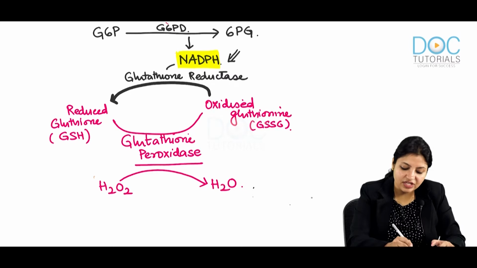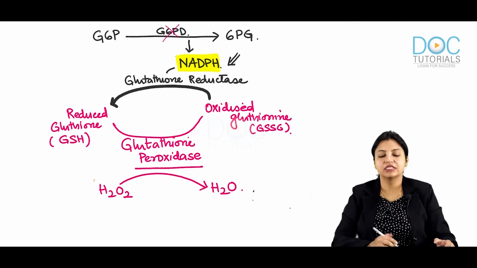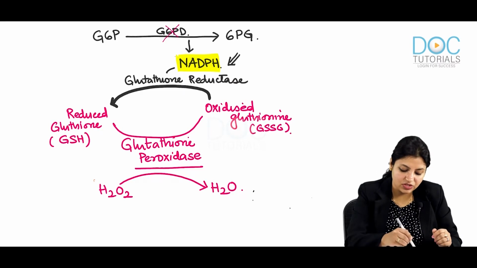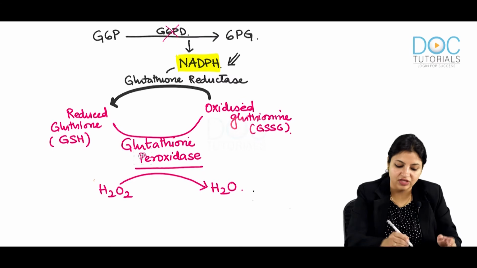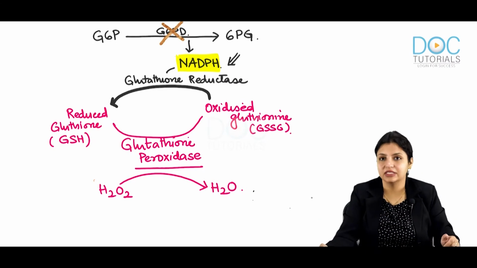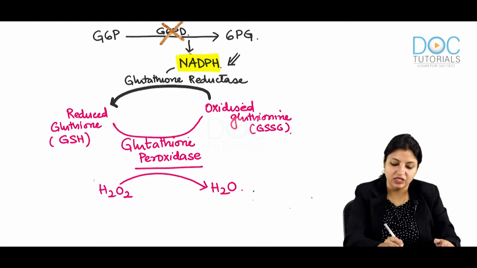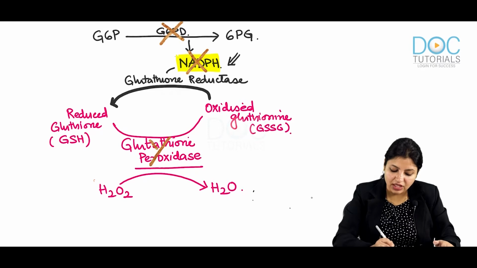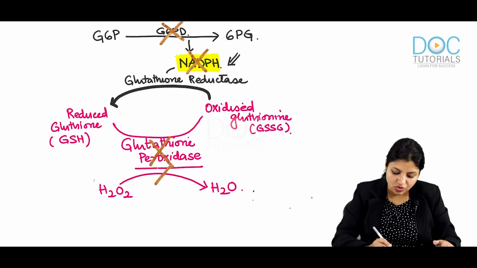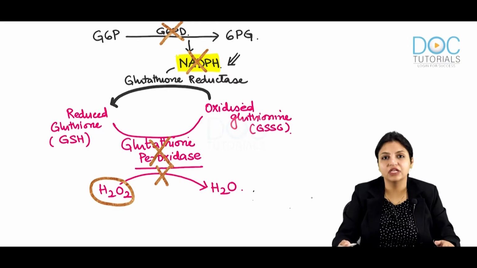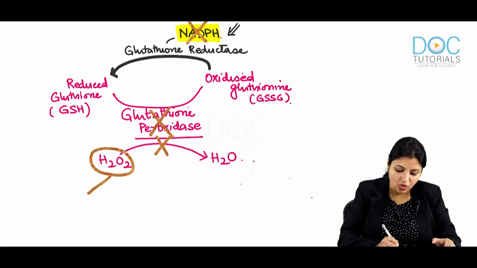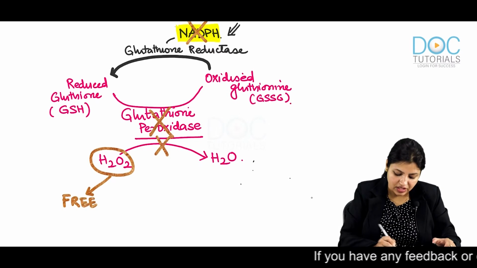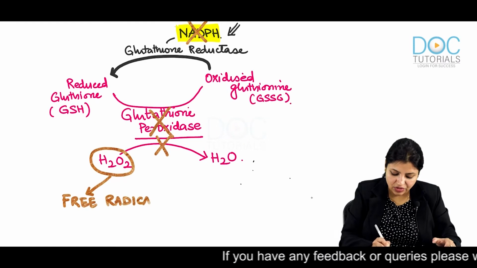So suppose we have a deficiency of this enzyme, glucose 6-phosphate dehydrogenase. Suppose we don't have this enzyme. Now we're going to see a catastrophic event. There is no G6PD enzyme, so there will be no NADPH, correct? No NADPH means that glutathione peroxidase will not be able to work. So these free radicals, H2O2, will act and cause free radical injury to the cells.